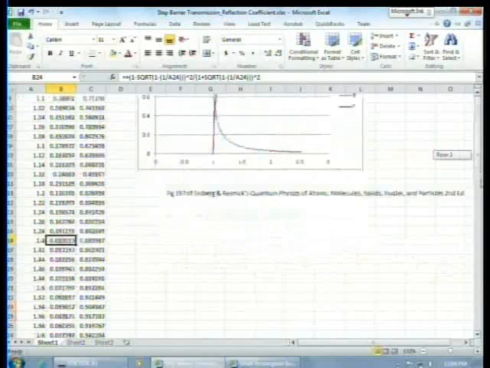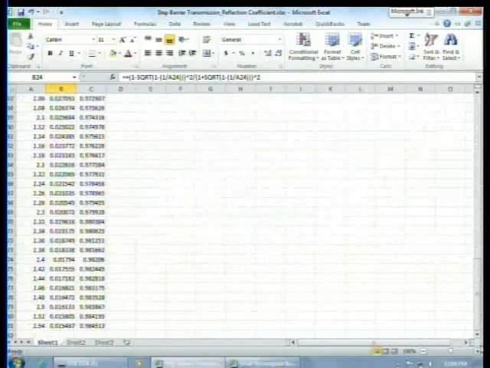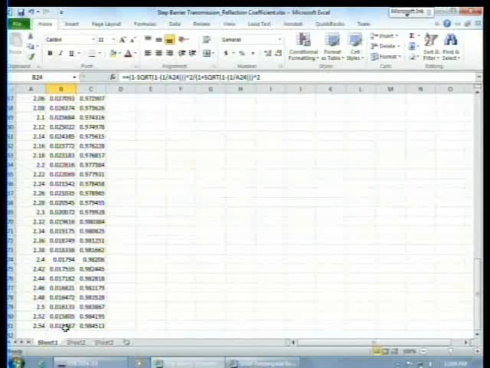It goes to 254%, and there's still 1.5% reflection. All right? This number and this number have to add up to 100%. That's the probability of reflection, that's the probability of transmission.